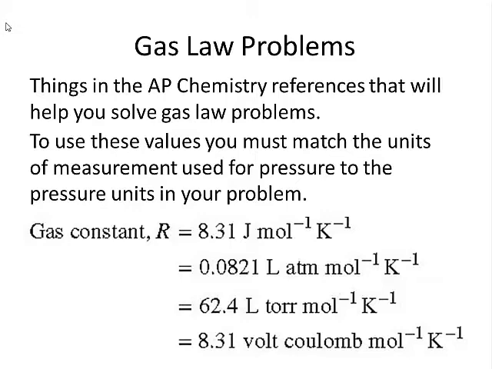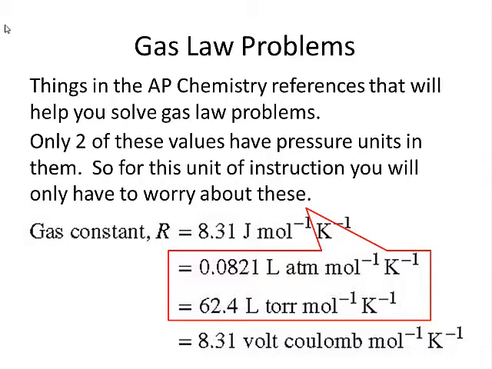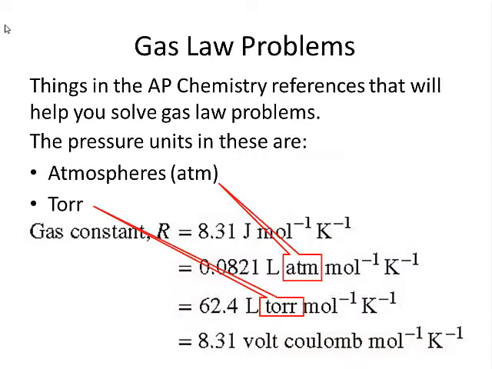At least in gas laws, we're only going to use the middle 2 because the first one and the fourth one there don't have any pressure units, okay, in this unit of instruction. So, only using these 2 right here. Only 2 of these values have pressure units in them, so we're only going to use those in this unit. So, the pressure units we have in here are atmospheres and torr. You just got to match those to the problem. What else in the problem is listed in atmospheres or torr? That's what you use. That's how you choose which one of these values of R to use.